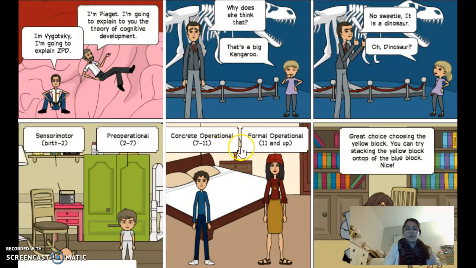Then we move on to the concrete operational stage, which is ages 7 to 11. This stage is when a child can work things out intentionally in their head, beginning logical and operational thoughts. So they can think instead of physically working it out.